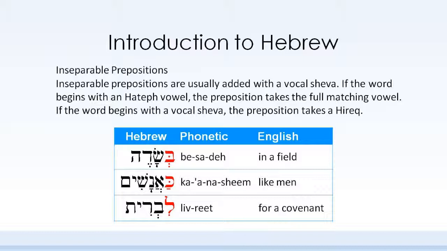However, if the word that it is joined to begins with an hatef vowel, the preposition takes the full matching vowel. If the word begins with a vocal shiva, the preposition takes a hirik. This is illustrated in the chart below. The first Hebrew prepositional phrase is be-sadeh, in a field. Here we see the preposition is bait with the vocal shiva attached directly to the Hebrew object.